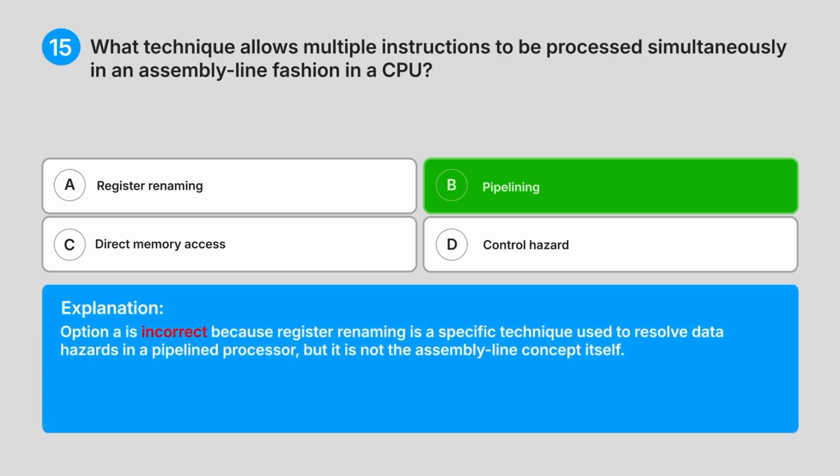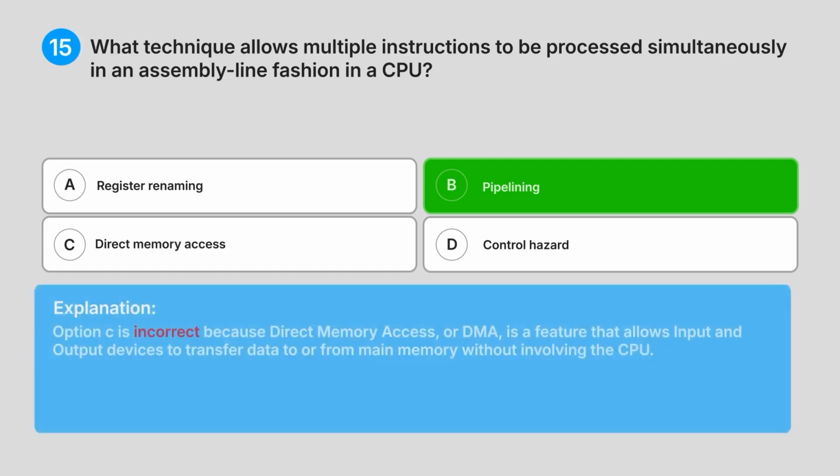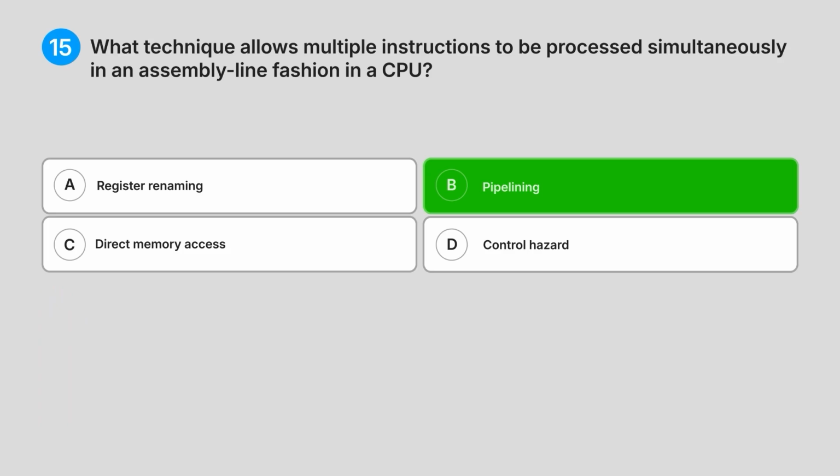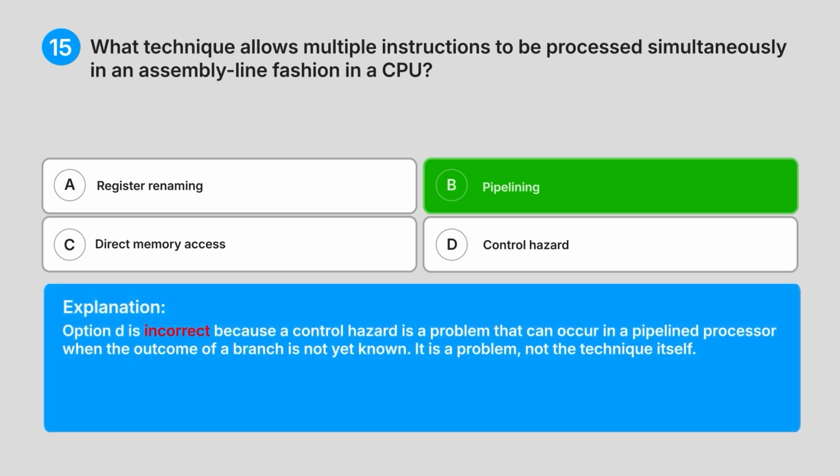Option A is incorrect because register renaming is a specific technique used to resolve data hazards in a pipeline processor, but it is not the assembly line concept itself. Option C is incorrect because direct memory access, or DMA, is a feature that allows input and output devices to transfer data to or from main memory without involving the CPU. Option D is incorrect because a control hazard is a problem that can occur in a pipeline processor when the outcome of a branch is not yet known. It is a problem, not the technique itself.